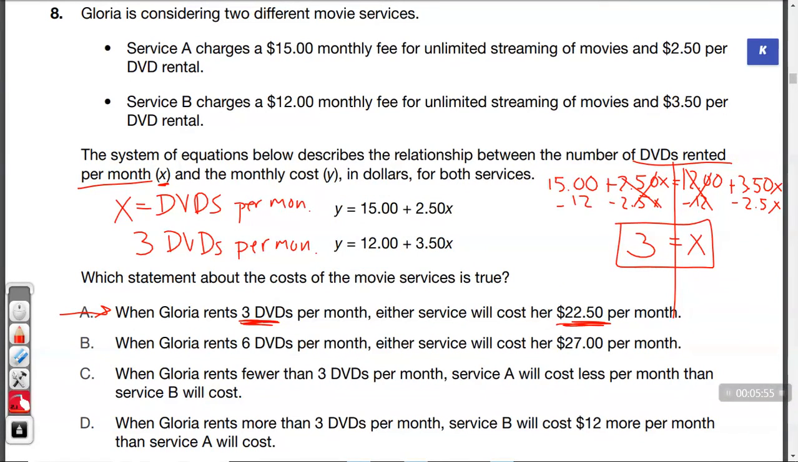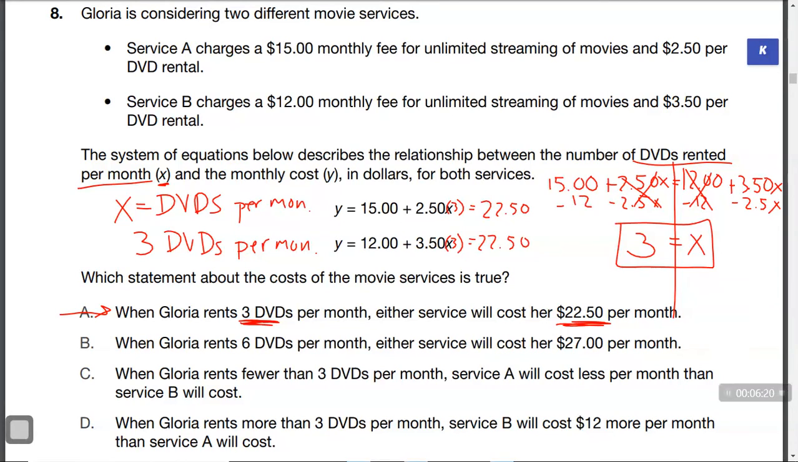All right, so as I look at this, I can plug that 3 in for x in either of these. And if you plug 3 in for x, you will find that both of these give you $22.50 for their total cost. That shows me that A is indeed true. When we rent 3 DVDs, both services will cost $22.50 per month. So that's how you could go about solving the entire thing.